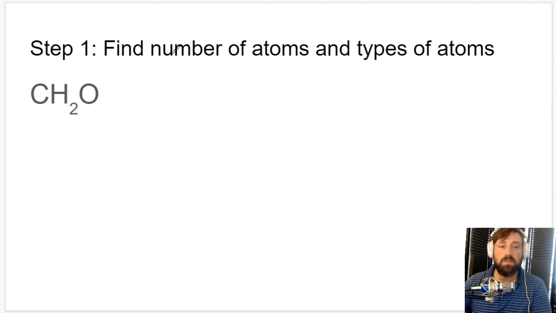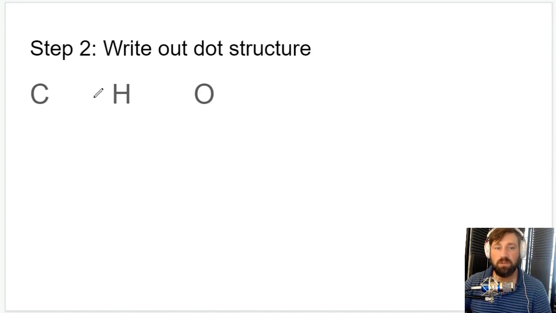So first, figure out the number of atoms and the types of atoms. Well, we have 1 carbon, 2 hydrogens, and 1 oxygen. Then we're going to write out the dot structures for these guys. Carbon has 4 valence electrons, so 1, 2, 3, 4. Right, already I know that carbon is probably going to have 4 bonds. Hydrogen here has 1 electron, so it's probably going to have only 1 bond. And then oxygen here is going to have 1, 2, 3, 4, 5, 6. It's going to have 2 bonds associated with it.